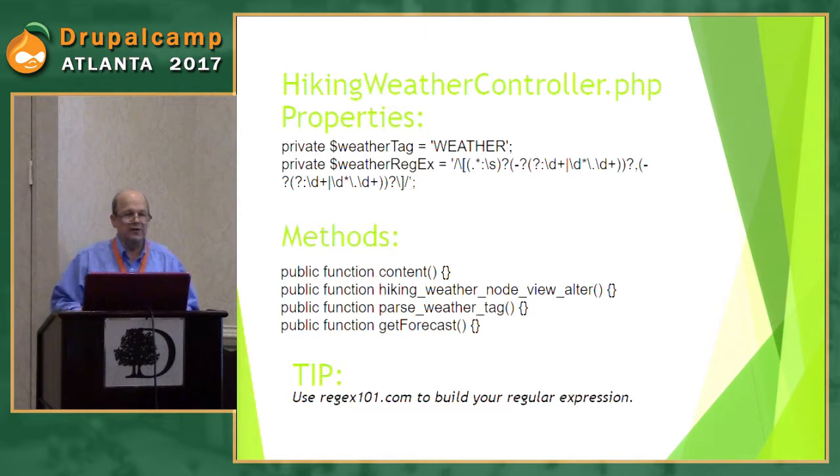Inside of my controller, I defined these properties. Weather tag, which was going to be how the software was going to recognize the tag, in this case just the word weather, but it could have been today's weather or daily forecast or anything else you want it to say. Also, I define a regular expression that I will use to identify exactly where in a particular article content the weather tag is to be found.